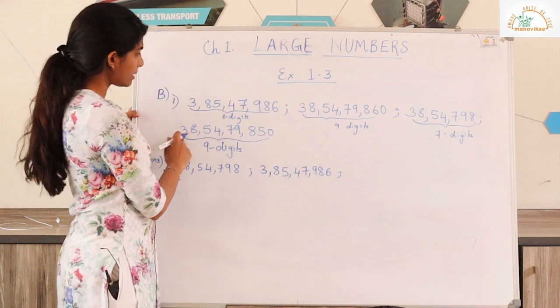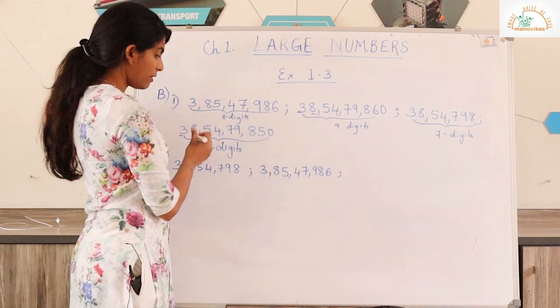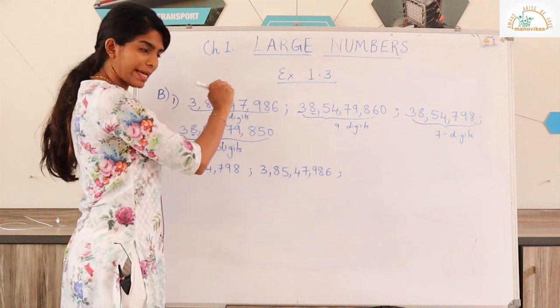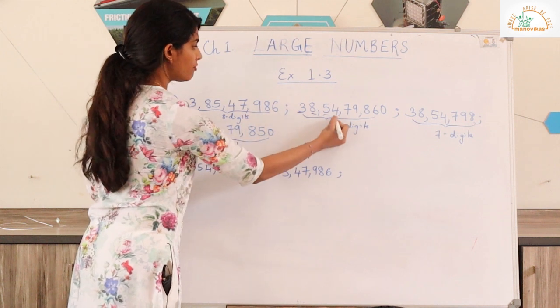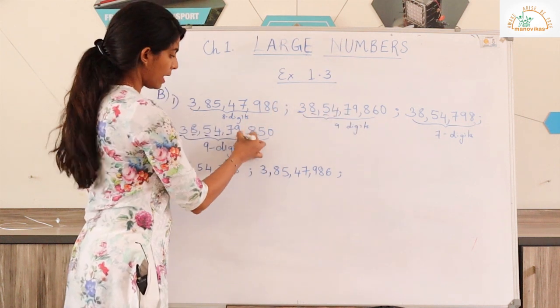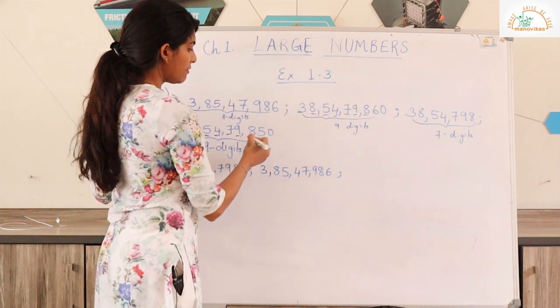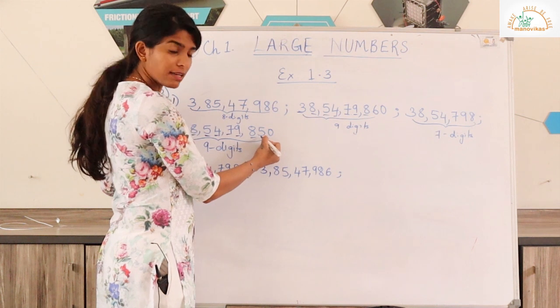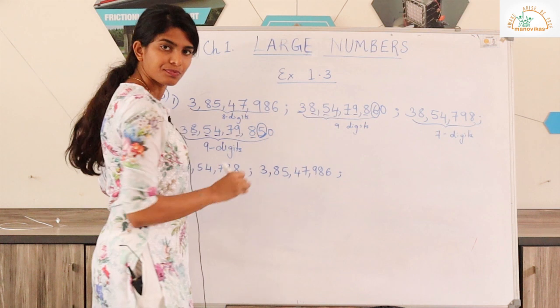Now if we compare 3 and 3, we have the same. 8 and 8. We have to keep on moving to the right side. So here 5 and 5 same, 4 and 4 both the same, 7, 7, 9, 9, 8, 8, and when we come to the tens place, we see there is 5 and here we have 6.